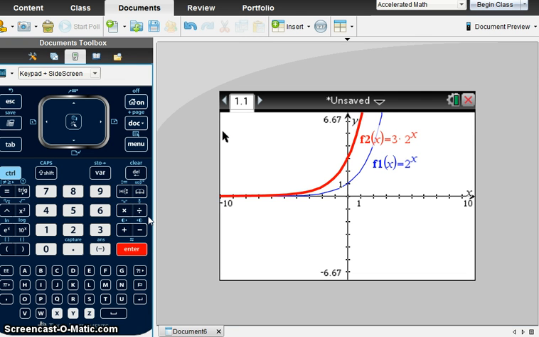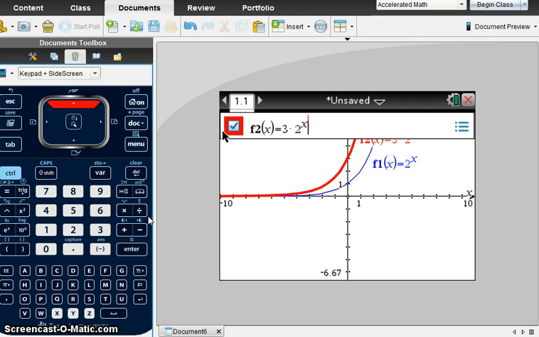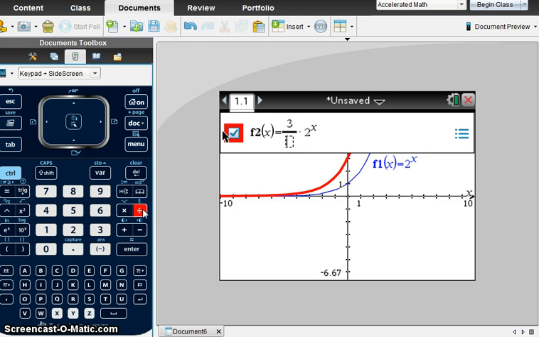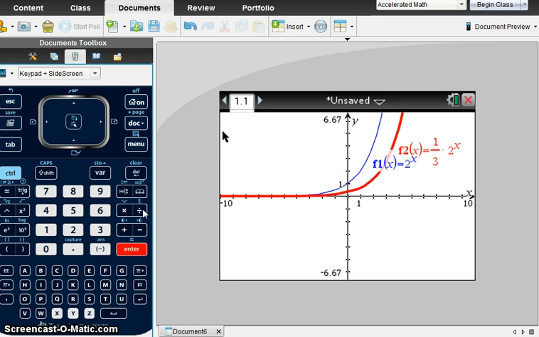The red one has a vertical stretch now of 3, all by multiplying by a 3 out front. And if you need to do a vertical compression, we need to multiply by a number that's between 0 and 1. So let's try 1/3. All right, and when we do that, you can see here is our vertical compression. It got pressed down vertically, and here the factor was 1/3.